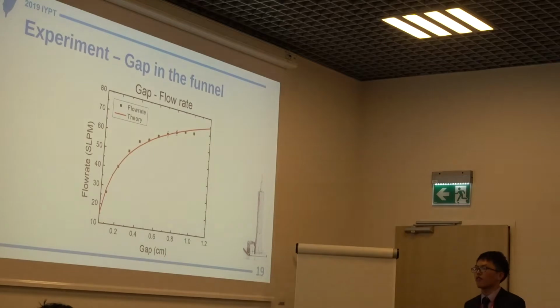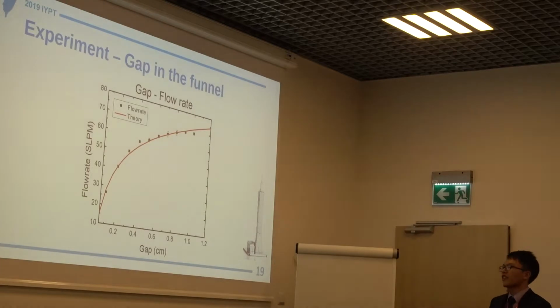So this causes the flow velocity to become smaller when we are using the same flow rate, and the pressure difference becomes smaller. So more flow rate is needed to pick up the same weight. And here we can see that the experimental result actually matches the theory pretty well.